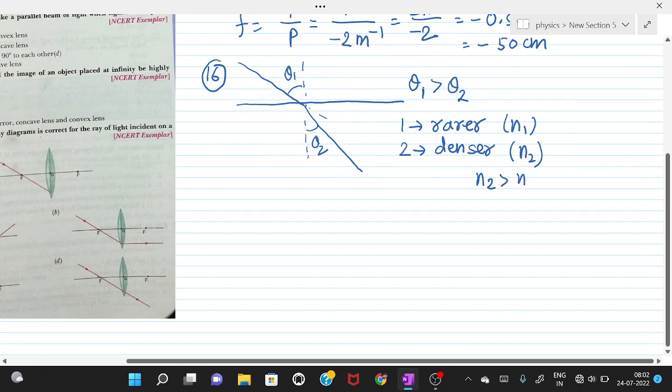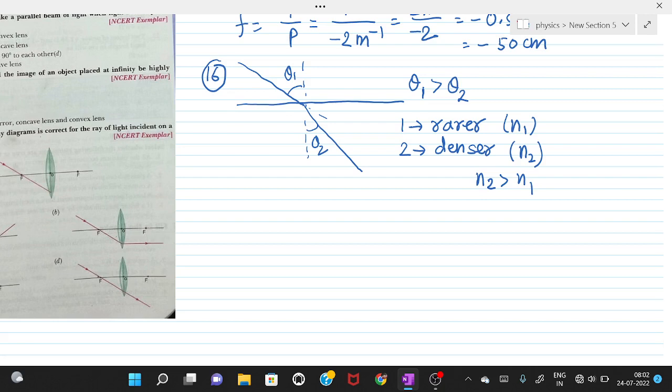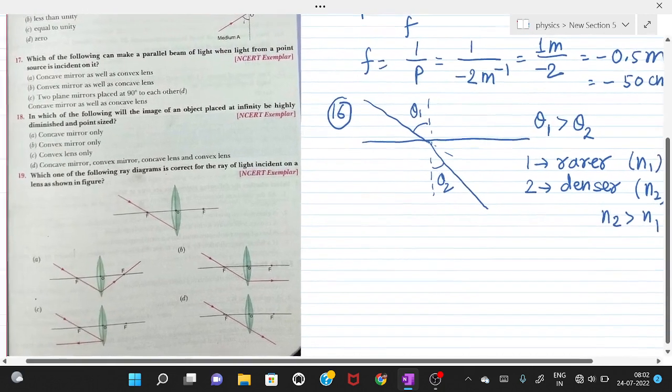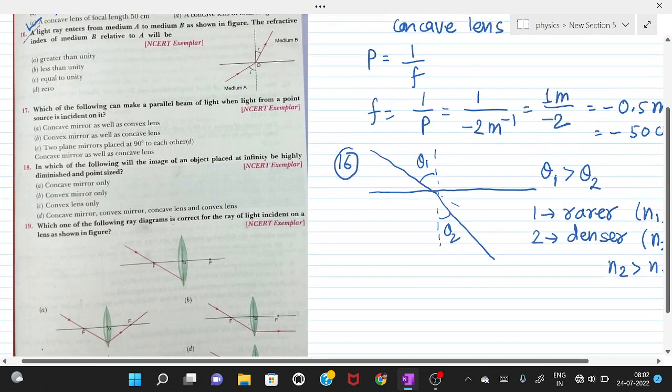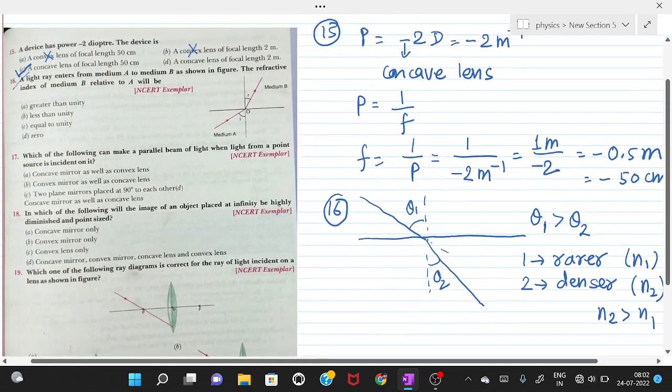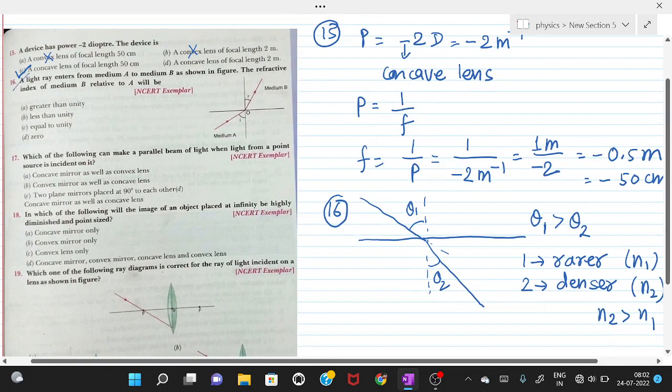Yes or no? For a denser medium, the refractive index is more compared to that of a rarer medium. And from the question, what they are asking, my dear, they are asking for the refractive index of medium B. Now from the question we can see that between A and B, which is rarer and which is denser.